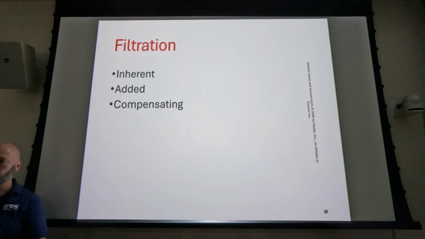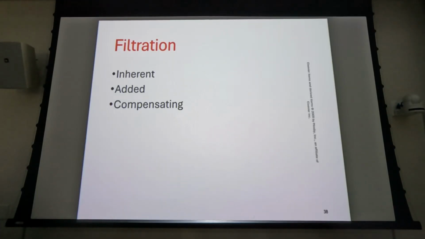But if we, okay, so here's another example though. Pediatric patients.